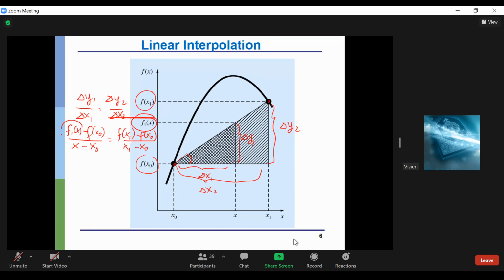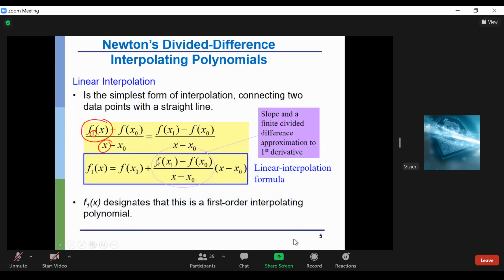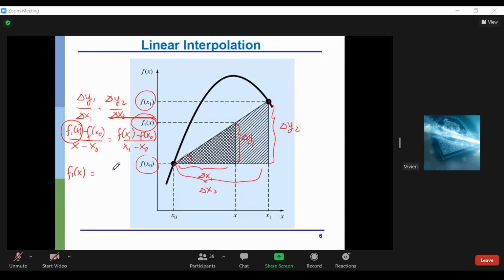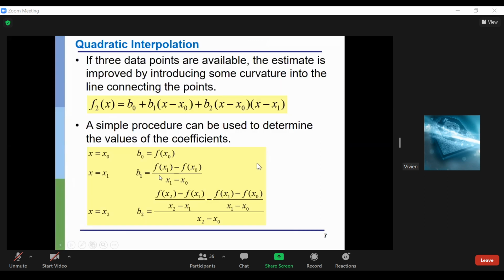So when we want to find the value here, we simply move that to the right-hand side, so that we have this form of equation. We have f(x0) plus this one, which is the slope, times x minus x0. So this is the slope of the two data points that we have. So f1(x), the interpolated value, will be f(x0) plus the slope times x minus x0. Okay.